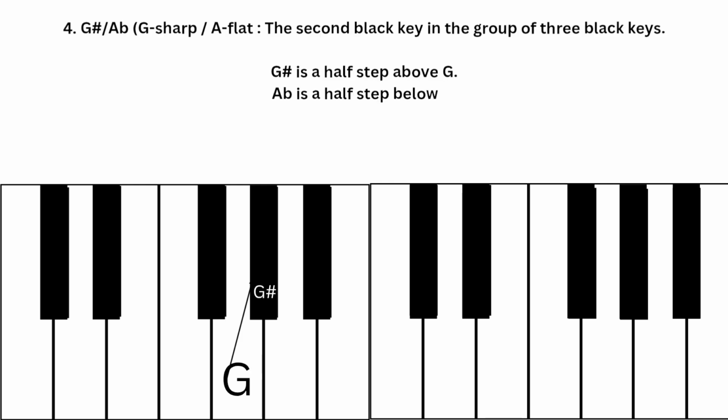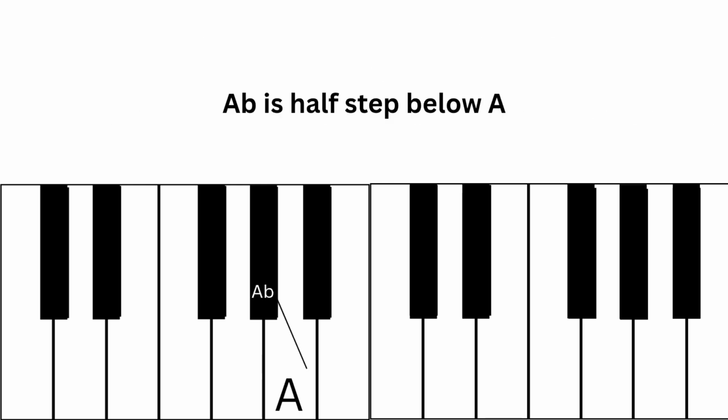G sharp or A flat is the second black key in the group of three black keys. G sharp is a half step above G and A flat is a half step below A.